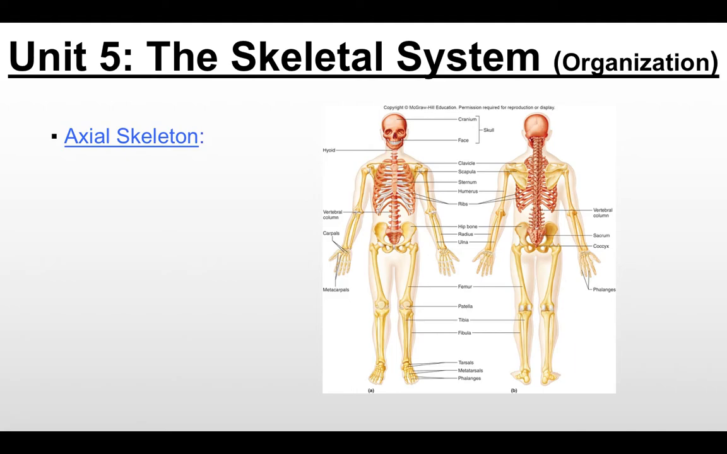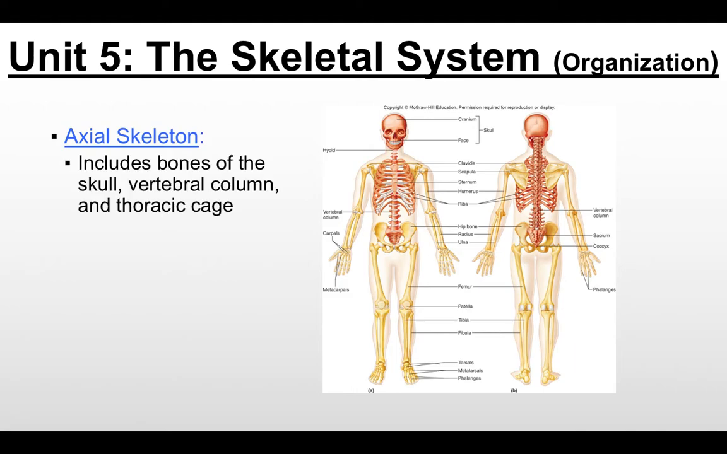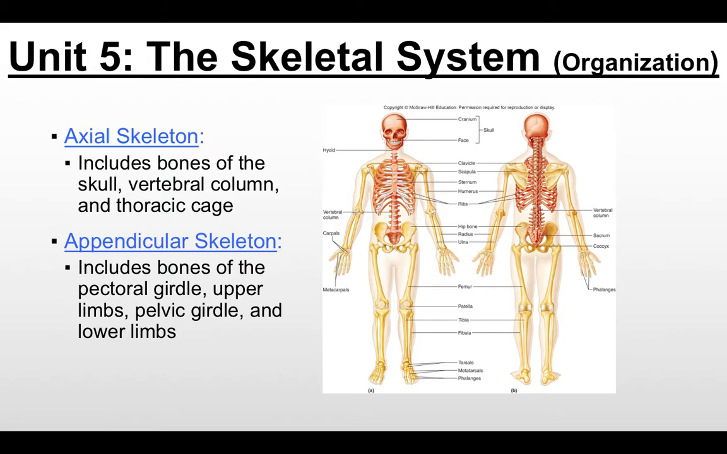So first of all, what is the axial skeleton? It includes any of the bones that are holding up the axial portion of the body. So of course that means all the bones of our skull, our spinal column, and then our thoracic cage, so our ribs, etc. It does not include any of the bones that make up our appendicular skeleton, which would be the bones of our shoulders, our hips, our legs, our arms, hands, feet, etc.